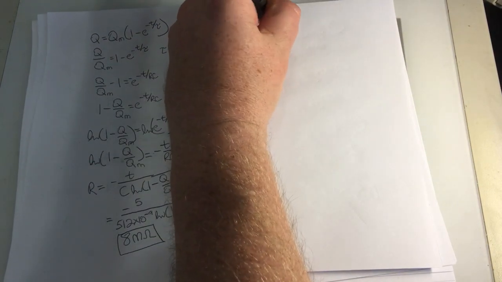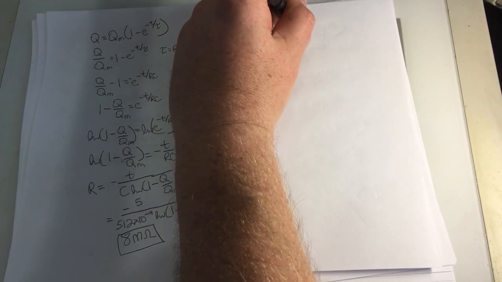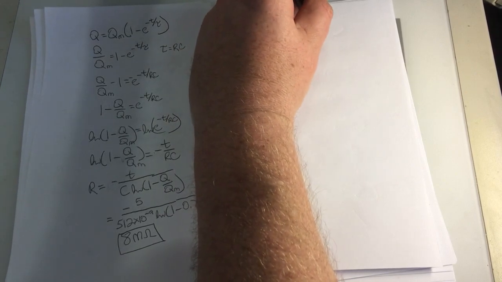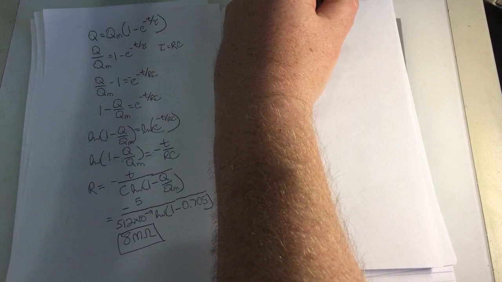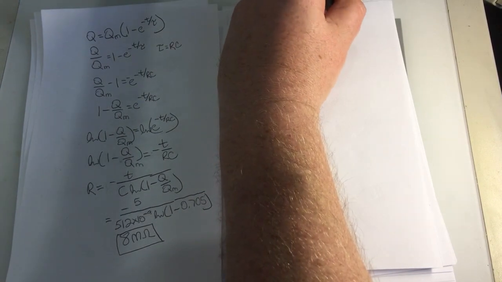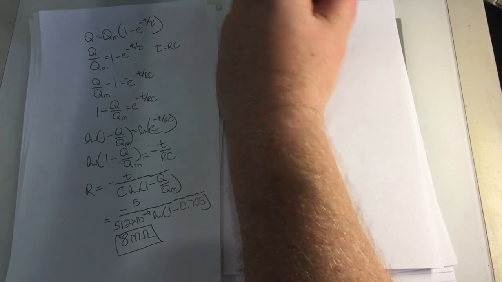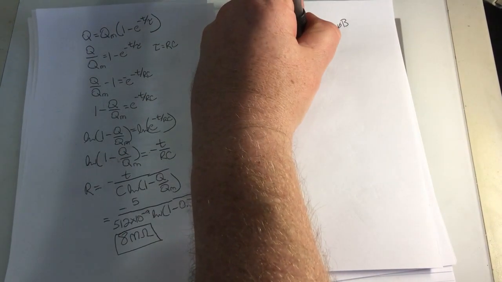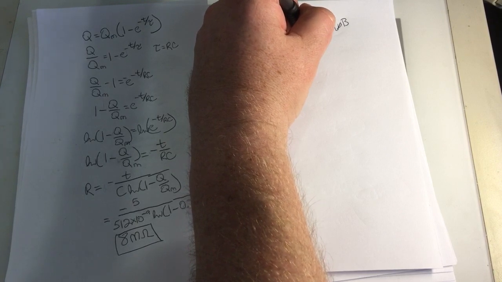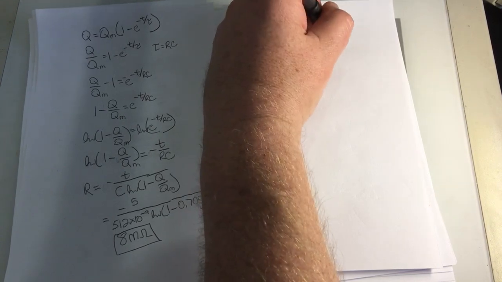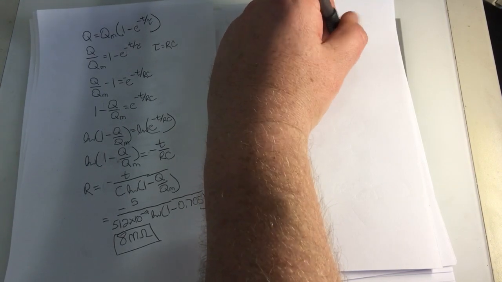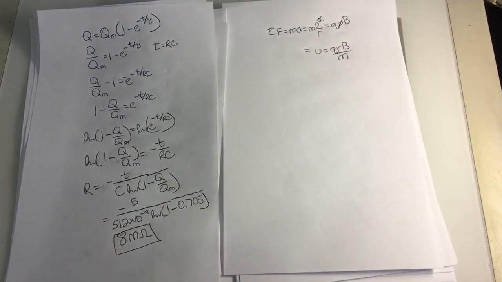Because it's circular motion, the sum of the forces, which is equal to ma, which is equal to mv squared over r, is equal to qvB. Those cancel. And what I'm going to do is solve for v. v equals qrB over m.